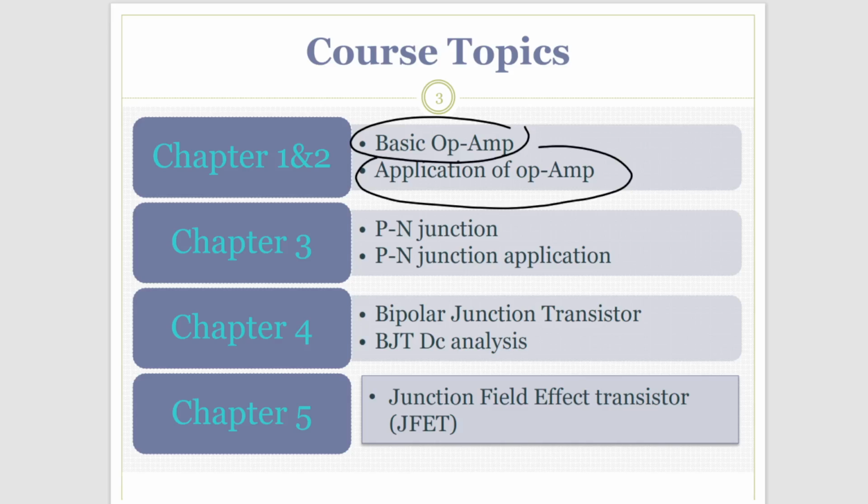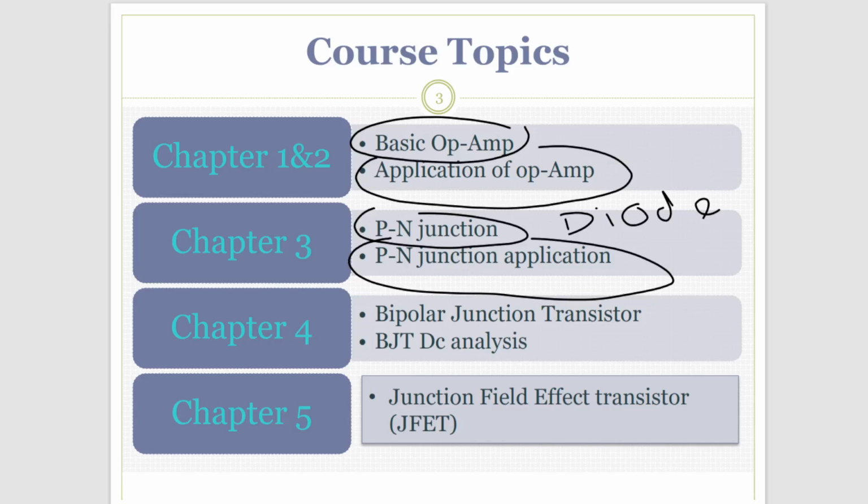Chapter 3 talks about the PN junction, aka the diode. Okay, so this talks about the diode. So we are going to talk about the PN junction, the diode, and the PN junction applications. So we are going to talk about the diode in theory and the applications of this component. Then we are going to talk about the bipolar junction transistor, okay, and the bipolar junction transistor DC analysis. So we are going to learn how to analyze the signal that comes out from this bipolar junction transistor.